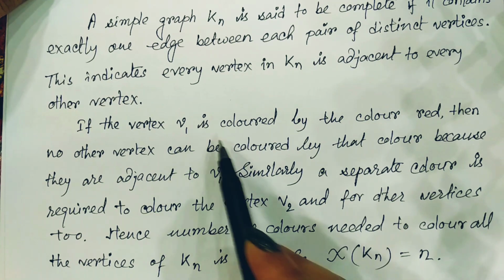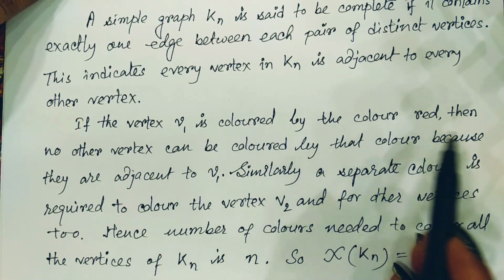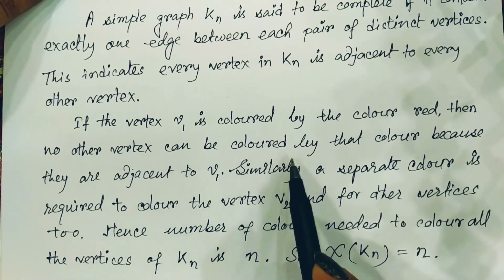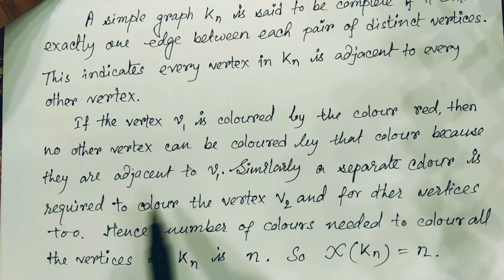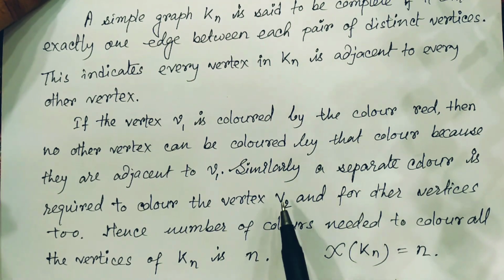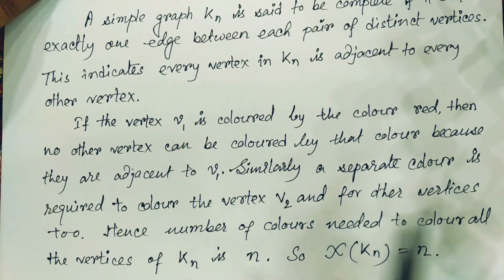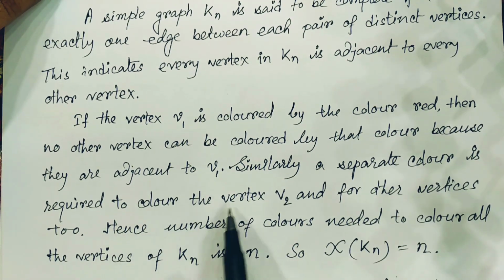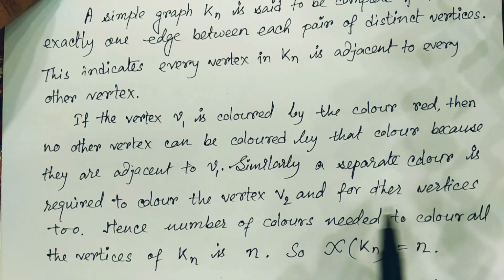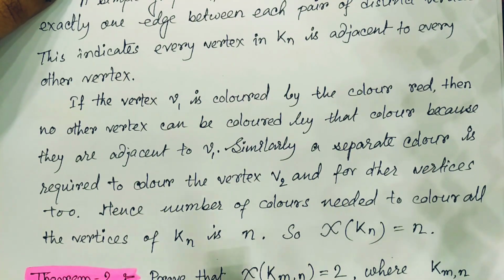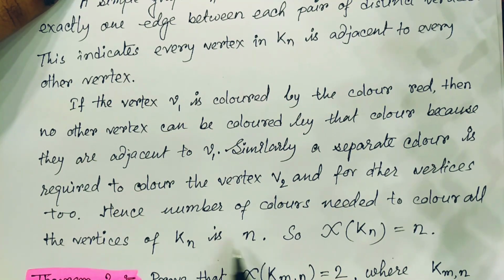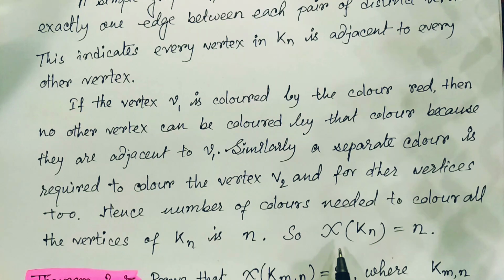So, if the vertex v1 is colored red, then no other vertex can be colored red, because they are adjacent to v1. Similarly, a separate color is required to color the vertex v2 and the other vertices too. Hence, the number of colors needed to color all the vertices of Kn is n. So, we can say the chromatic number of Kn is n.